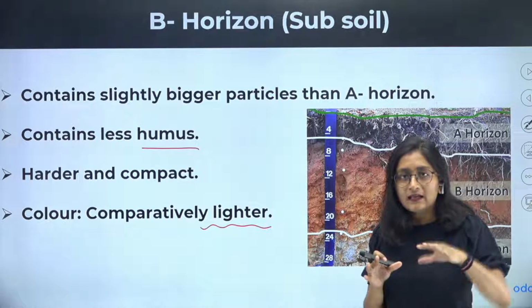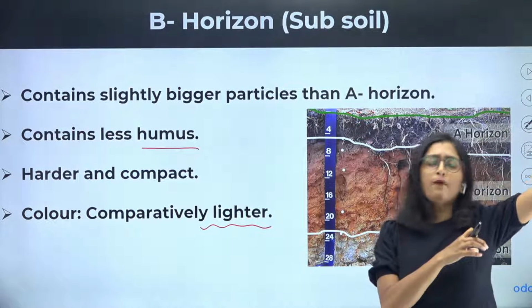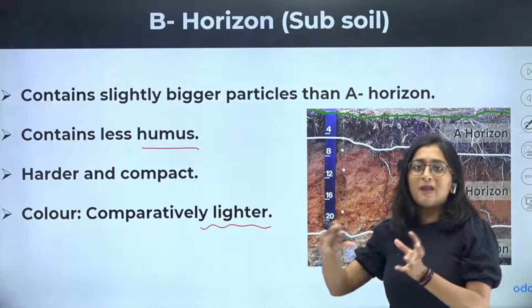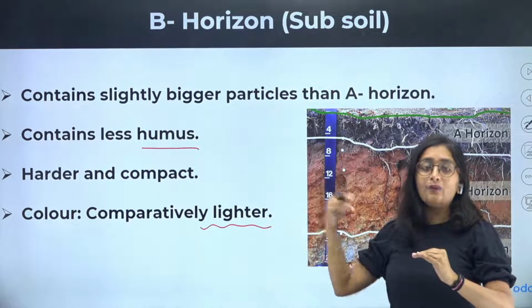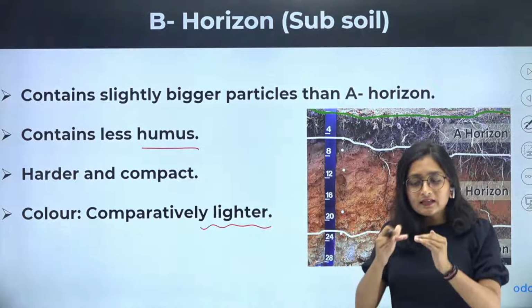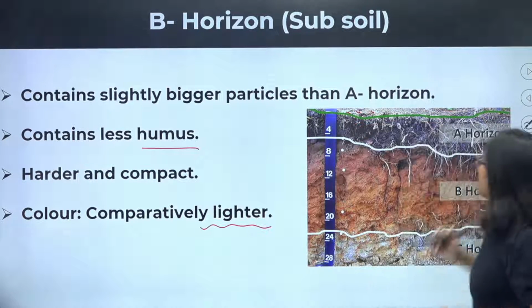So humus, if you go on the top of the soil, the uppermost, the O horizon, it was a little brownish black. When you have the A horizon, we have found that it is brownish in color. Now moving forward, you will find that it is getting lighter, layer by layer.